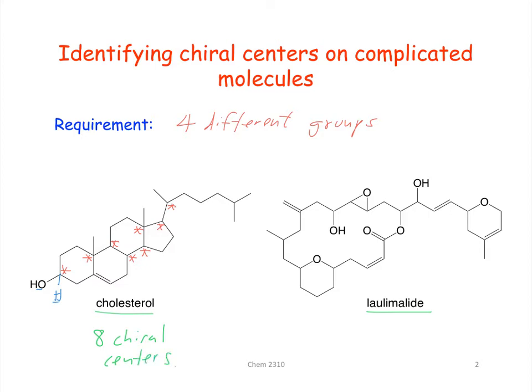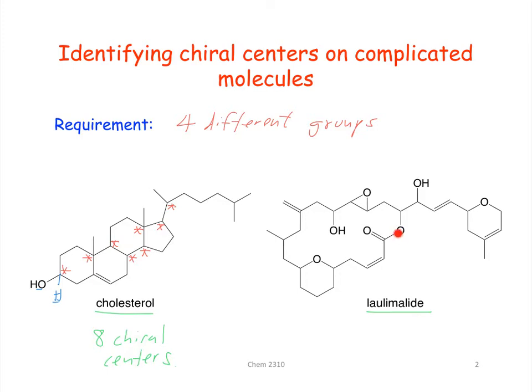Alright, so if we drew this whole molecule out designating the chirality of each of those positions, then we could have a mirror image, and that mirror image would be different. So cholesterol would have an enantiomer, and cholesterol is a chiral molecule. Alright, so let's do the same process over here at laulimalide.